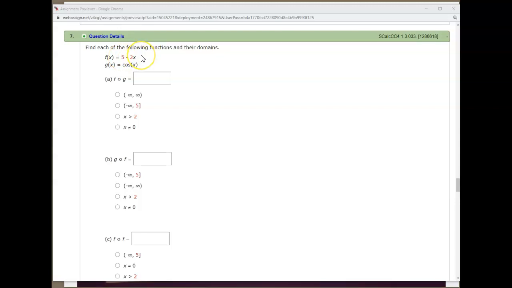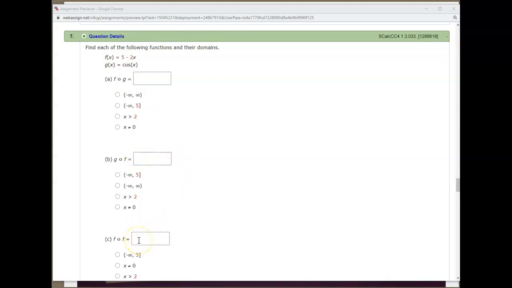So 5 minus 2x is a line. It's the nicest thing you can draw just about. And sine and cosine are both nice trig functions, so both of those have domains that are all reals. So composing these, either f of g or g of f is going to give you a domain of all reals. This does not say to simplify, so basically you can do 5 minus 2 and put cosine in. And here you're going to do cosine and put the 5 minus 2x in.